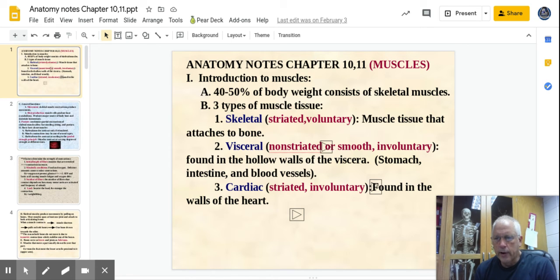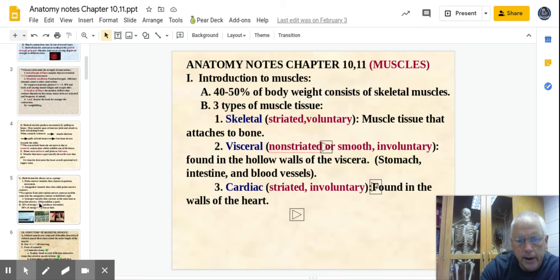Visceral is non-striated, or smooth. We do not have control over this, which is fine. We wouldn't want to. It's your stomach, the hollow walls of your blood vessels, your intestine, places like that. A lot of times we just call that smooth muscle. And then cardiac is obviously your heart, striated and involuntary. So those are the three types of muscle tissue.